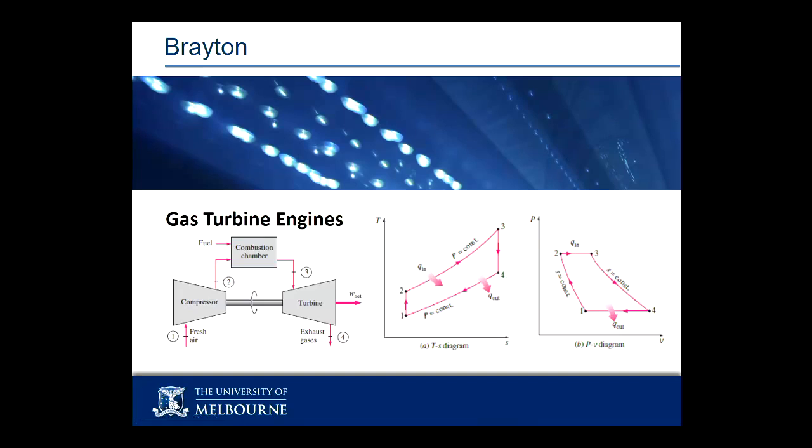I can draw that on a PV diagram. So in this case, the area under the lines is my heat transfer. On a PV diagram, that's my entropy constant line. This is my constant pressure heat addition. That's my entropy constant line, and this is my constant pressure heat rejection.